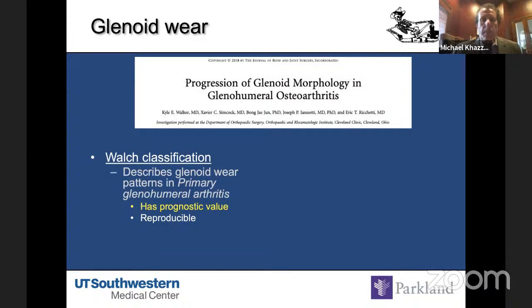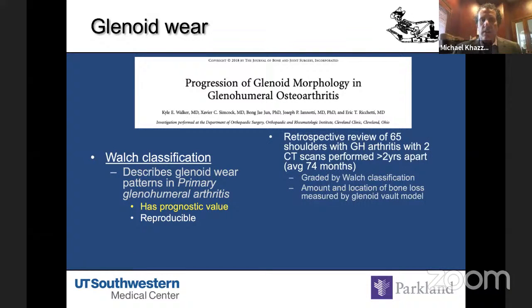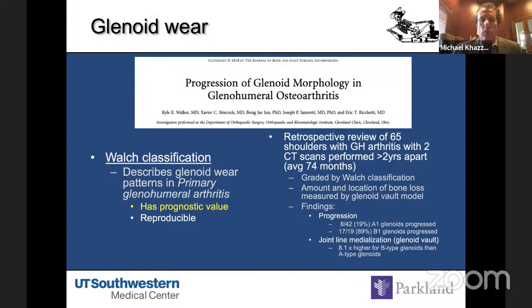popularity has become so prevalent of using reverse shoulder arthroplasty in these settings. Similarly, the group out of Cleveland Clinic looked at progression of glenoid morphology in glenohumeral joint osteoarthritis using the Walch classification, and found that not only were these shoulders an issue with regards to treatment, but they also progressed. So an A1 progressed 19% of the time, but a B1 progressed 89% of the time. And progressed meant they qualified this as joint line medialization, more severe posterior glenoid wear, and more erosion and more glenoid vault bone loss.